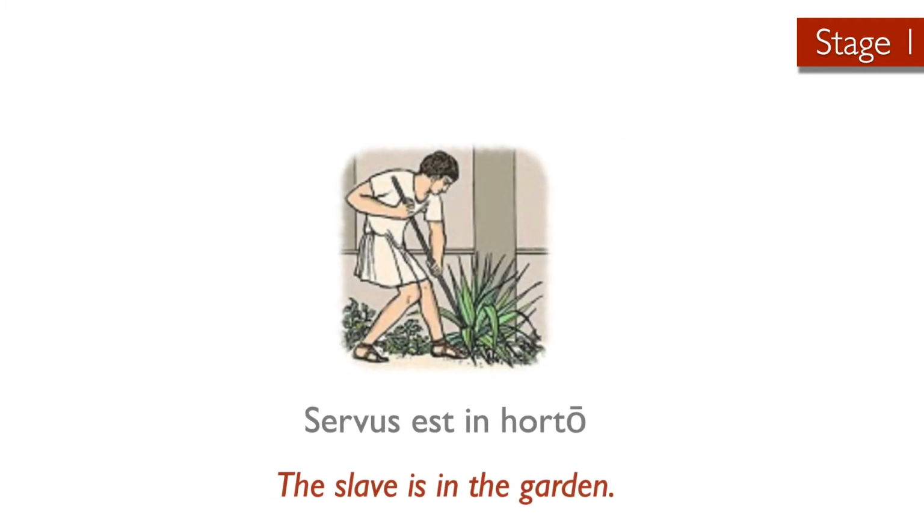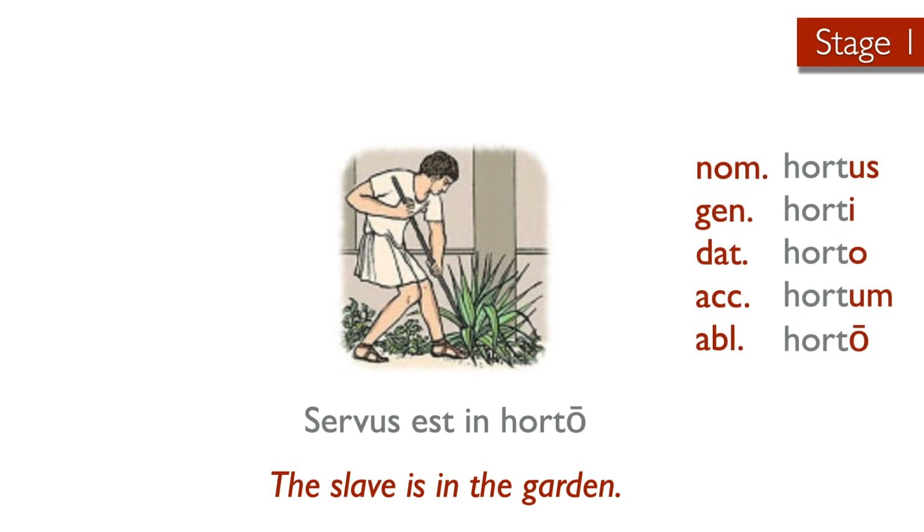Next, let us move on to the Roman garden, or the hortus, a modern cognate of which would be horticulture. Servus est in horto. Notice again that hortus takes the ablative case because of the preposition in. So when translating, the slave is in the garden.